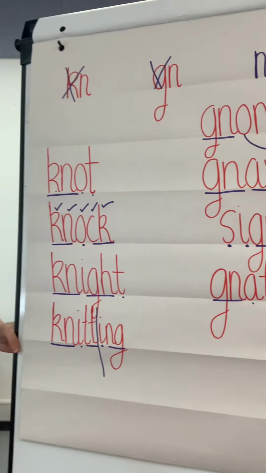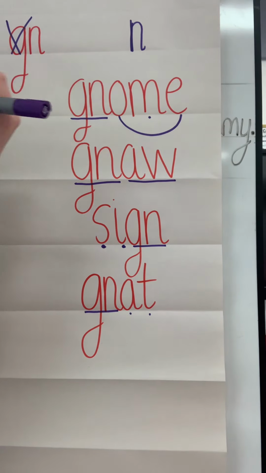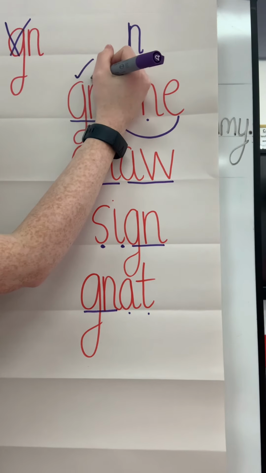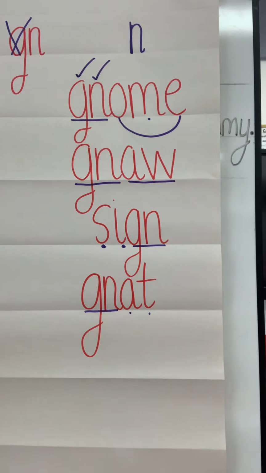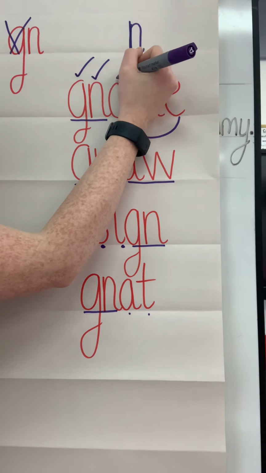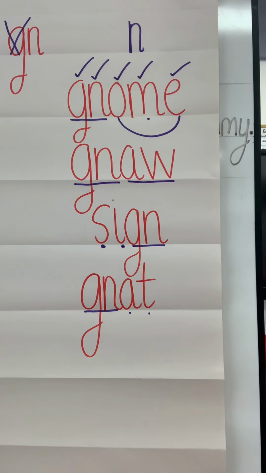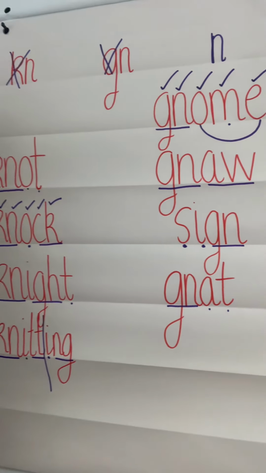So we're over this side this time because we've got G and N making the N sound. So we've got G, N. Now this was a hard one because it's a split digraph O. Really important we're using the correct spelling. So we've got O, M, and then E. Well done if you got that right, because again, that's quite a tricky one.